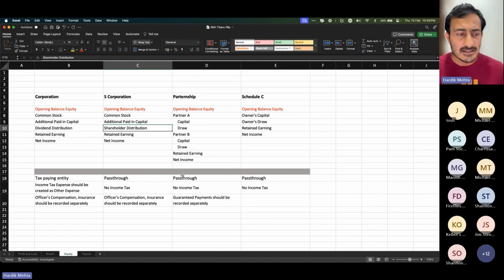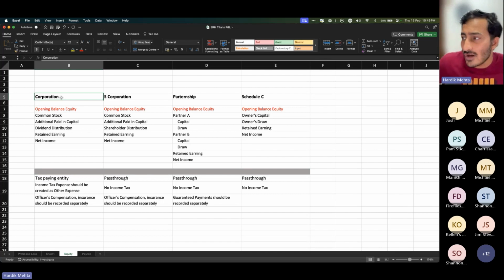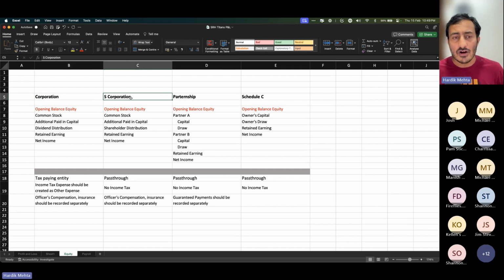Out of all these entities, the only one that is tax paying is the corporation. So corporation is the only entity type that will be making the tax payments. And in that particular case, we will have an account called income tax on profit and loss, which is also created as other expense, right? In any other entities like S corp or partnership, there is no income tax that needs to be paid by the company itself. It's called pass through, which means whatever the income or losses that are reported by these entities will be reported to their shareholders or partners or owners' individual tax returns, right?